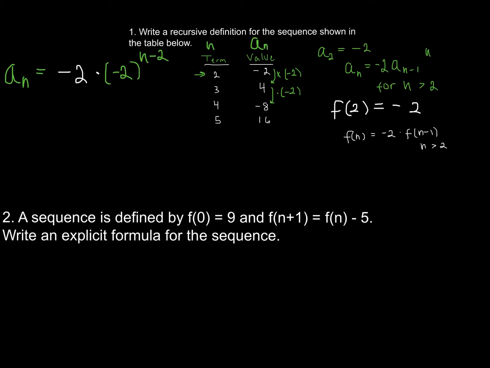Okay? And if you think about this, this works, right? Because when I have term 2, 2 minus 2 is 0. Negative 2 to the 0 is 1. So negative 2 times 1 is negative 2. If you plug in 3, you have 3 minus 2, which is 1. Negative 2 to the 1 is just negative 2. Negative 2 times negative 2 is 4. And it will continue to work, so on and so forth.